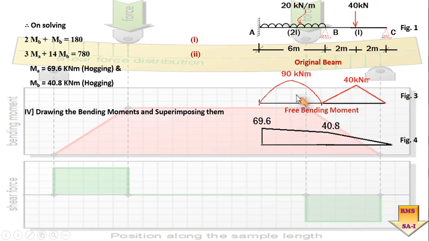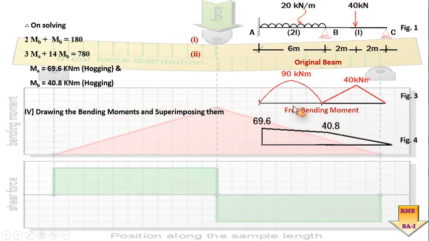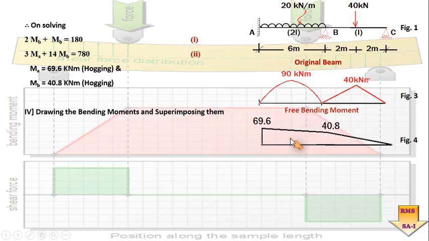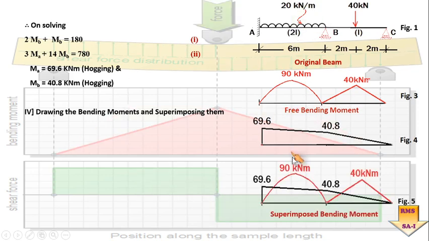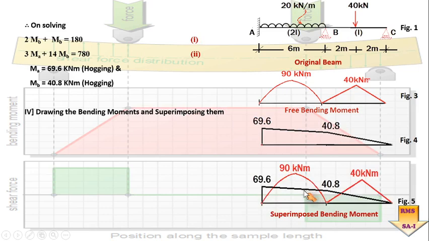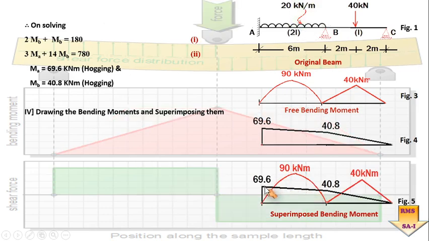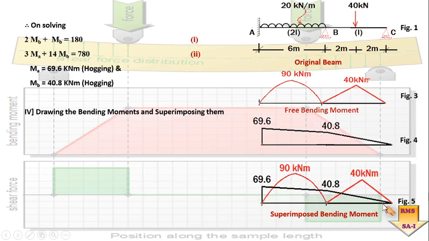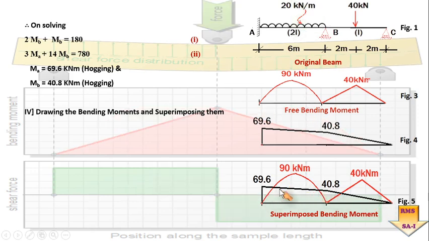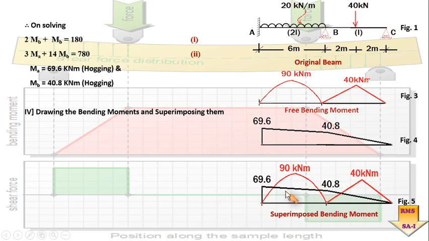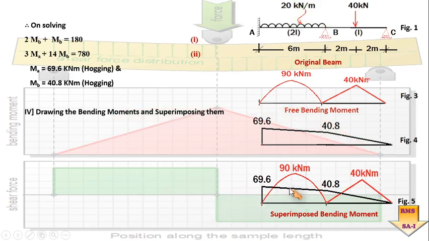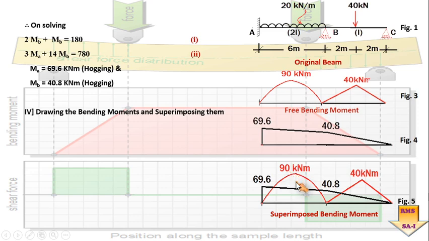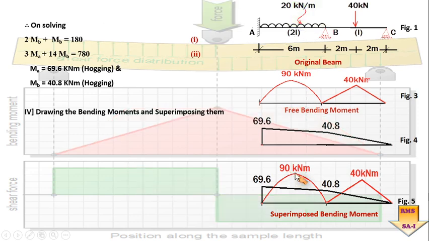Now once we have these two bending moments, one the free bending moment and the other the fixing bending moment, we have to superimpose these two bending moments. Again no need to say that this line is going to act as a neutral axis where the bending moment value should be equal to 0. So below that are negative and above that are positive. So this is going to be the resultant bending moment acting at the appropriate point.